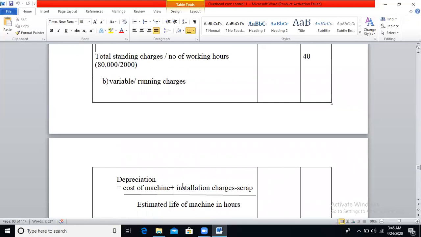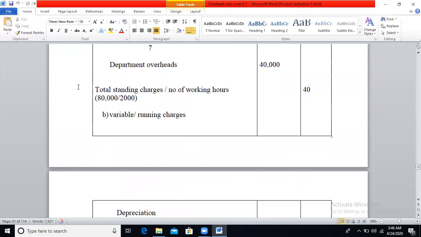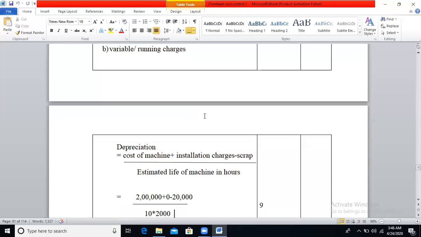So calculate the standing charges rate per hour. Standing charges will be calculated as total standing charges, that is 80,000, divided by the number of working hours, which is 2,000. If you calculate, you will get the standing charges rate per hour as 40. Now variable or running charges. The first one is depreciation.